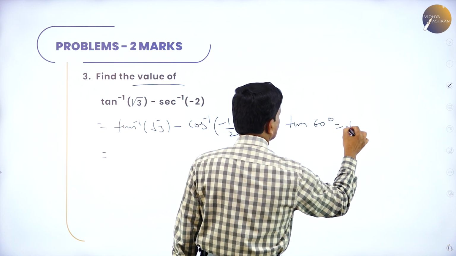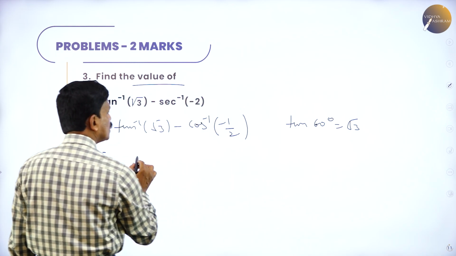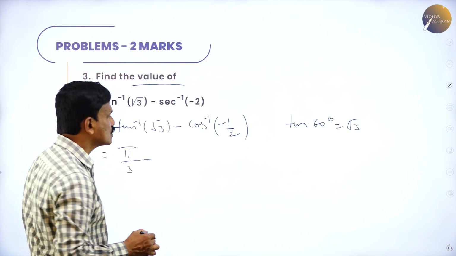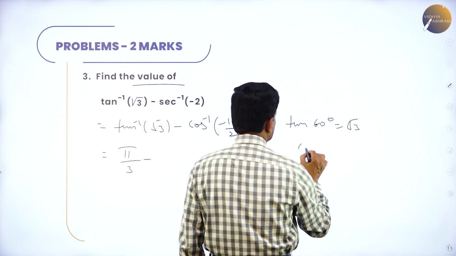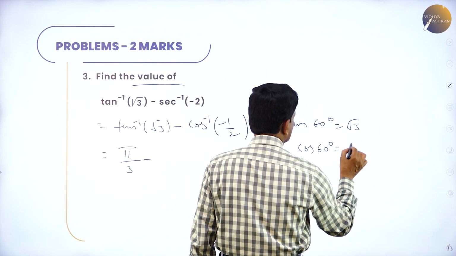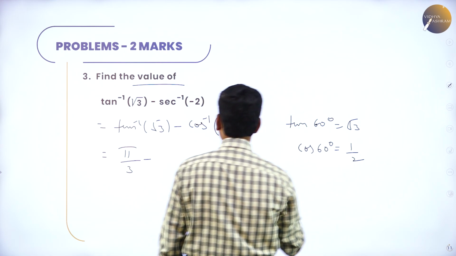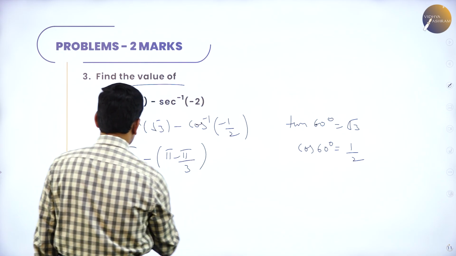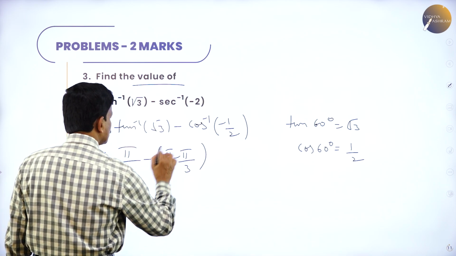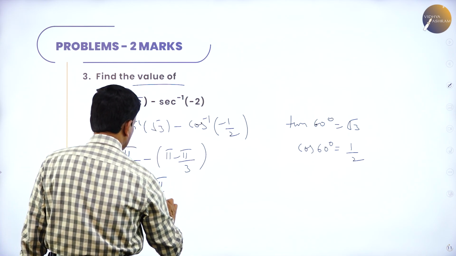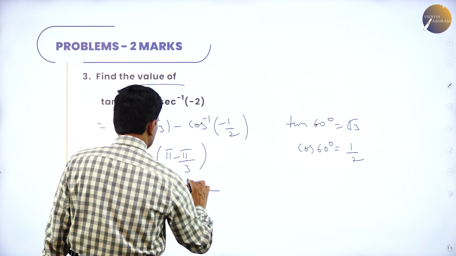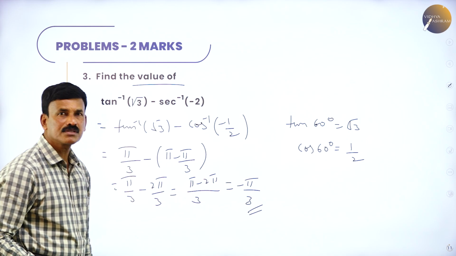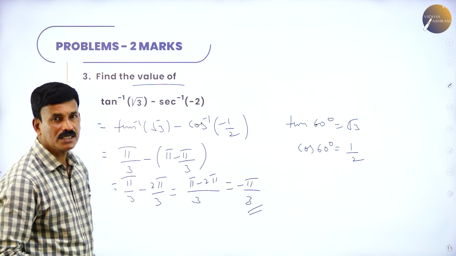tan 60 is equal to root 3. So, this can be written as 60 degrees, which is nothing but pi by 3, minus cos inverse 1 by 2. So, what is cos 60? Cos 60 is equal to 1 by 2. Since this is negative, we can write pi minus pi by 3. So, this is equal to pi by 3. Take LCM, 3 pi minus pi is 2 pi by 3. Again, 3 is the LCM, pi minus 2 pi, this is equal to minus pi by 3. That's it. So, the simplified answer is minus pi by 3.